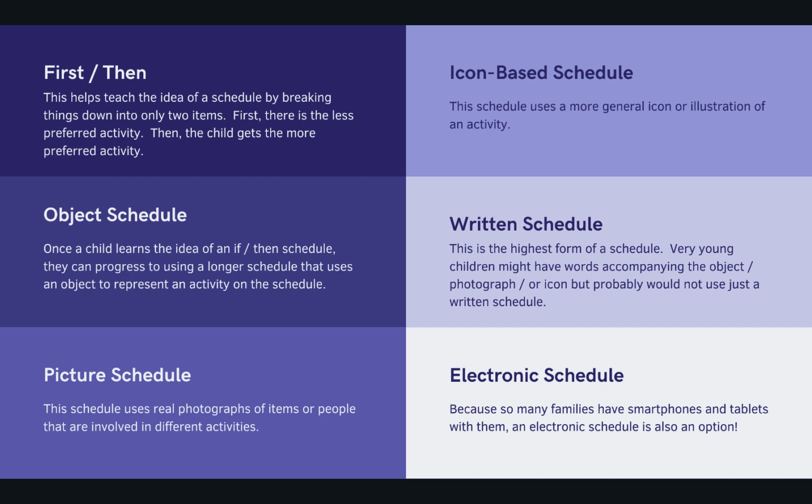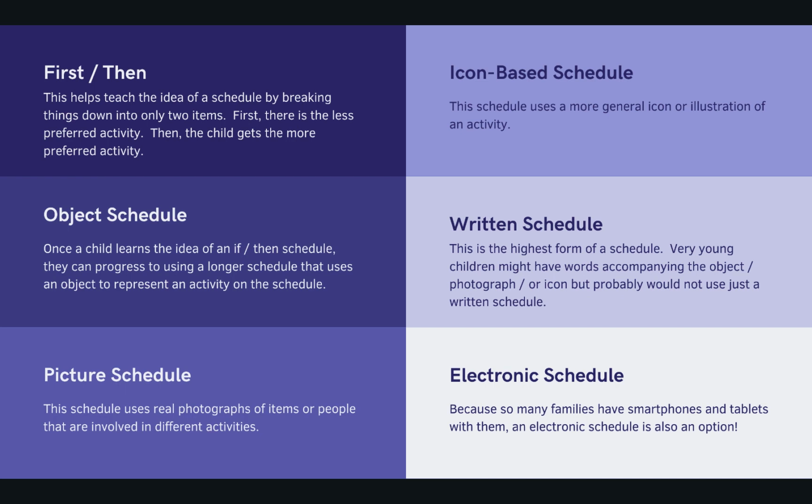Then we have an icon-based schedule that uses general icons or illustrations of an activity. These can look a little more abstract, and some children might not understand what the icon or drawing is supposed to represent. Then there is the highest form of a schedule, a written schedule. Very young children might have words accompanying the object or photograph or icon, but would probably not use just a written schedule just yet. Finally, there is an electronic schedule.